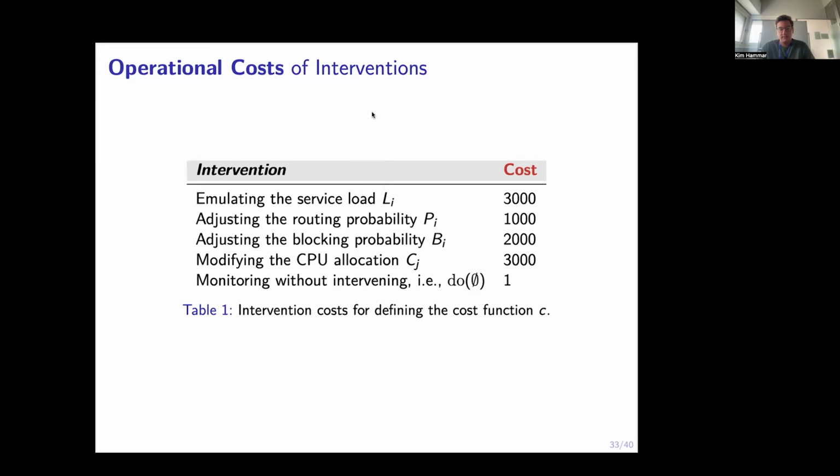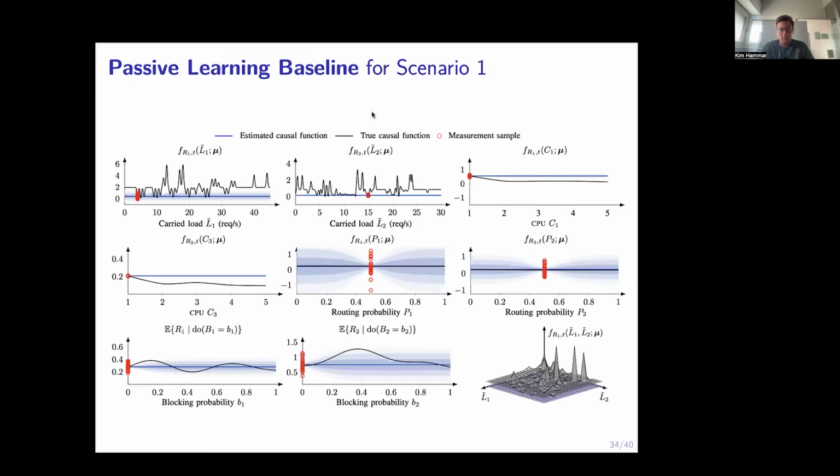And here are the evaluation results. We start by looking at the passive learning baseline. This baseline performs very poorly on this system. The reason is that passive learning allows you to explore only a tiny subset of the operating region, which means that you're not really able to identify the causal functions. You see that all the measurement samples are centered at specific points here.